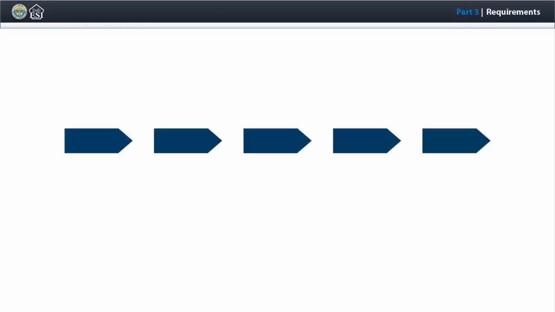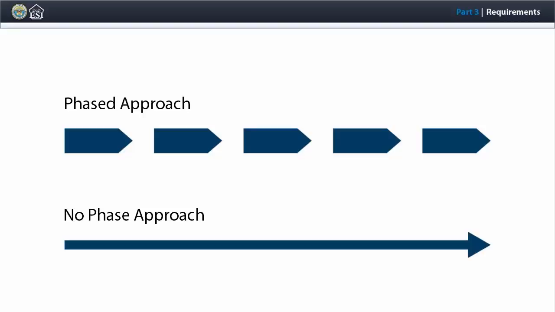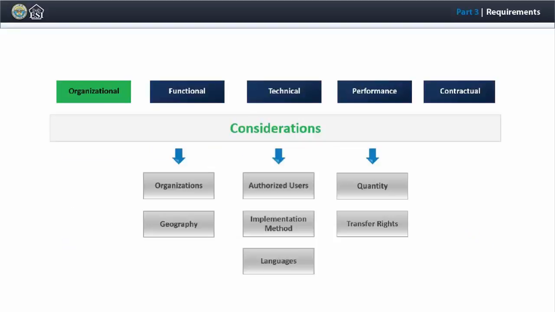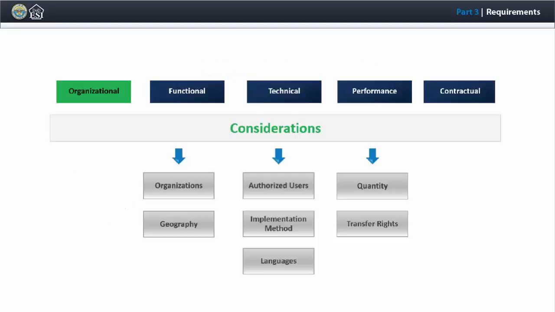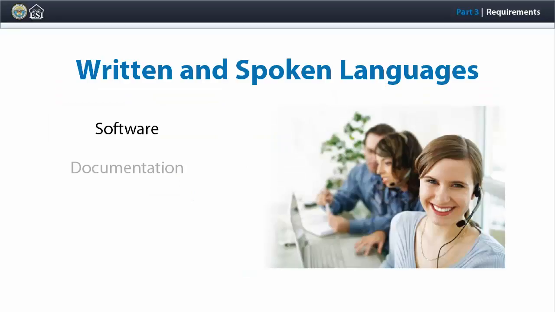The most common implementations are a phased approach, piloting the software prior to a full install, or a complete installation without any sort of phasing in. Determine if transfer rights are needed to allow others in the DoD or federal government to use the software if you so choose. One situation where you might need to transfer the licenses would be if your end customer no longer needs them due to mission reassignment or organizational disestablishment. Finally, identify the written and spoken language required for the software, documentation, support, and training.